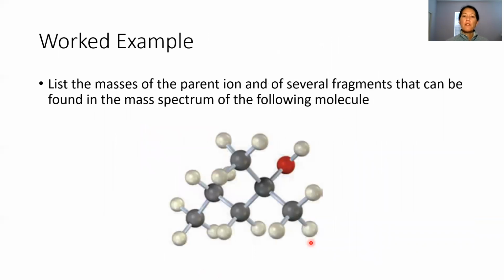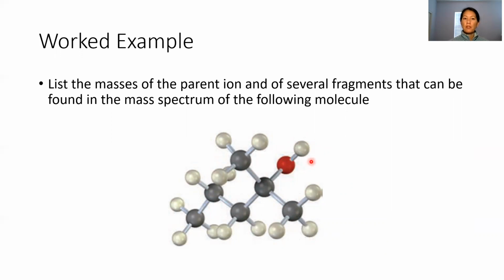Okay, just the final bit for this section is to work through an example. So what we're going to do is figure out what compound we're looking at, and then figure out the mass of the parent ion and several fragments. I'm going to walk you through this. This has 1, 2, 3, 4, 5 as its parent chain, 5 carbons, and then it has a methyl off of it and an OH off of it.